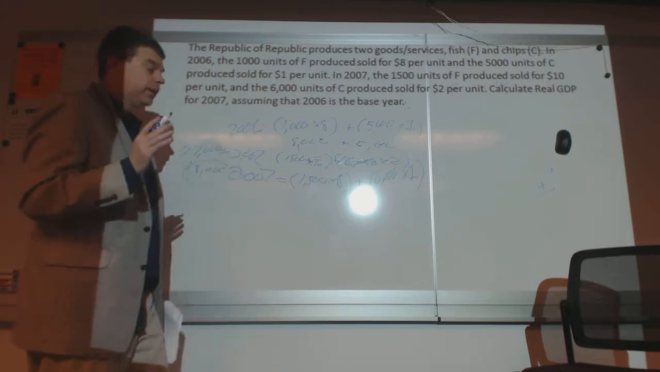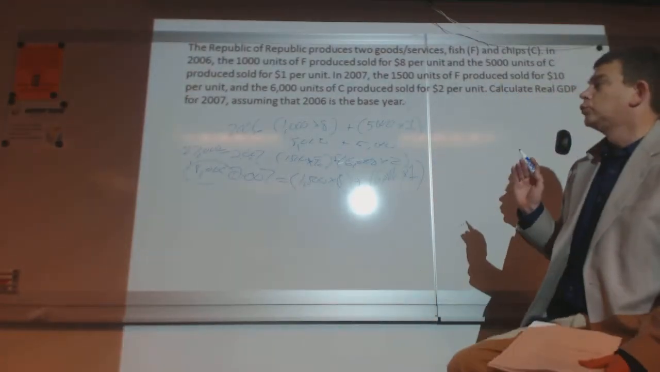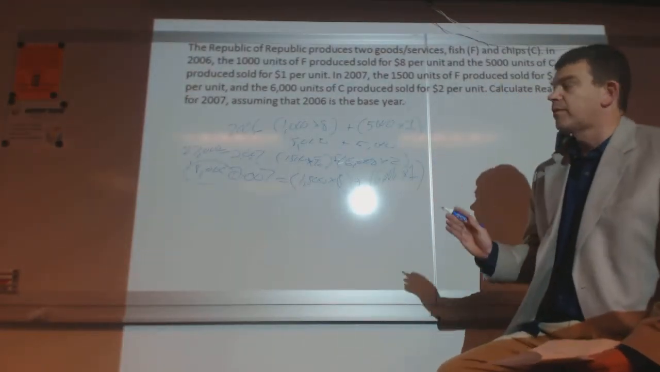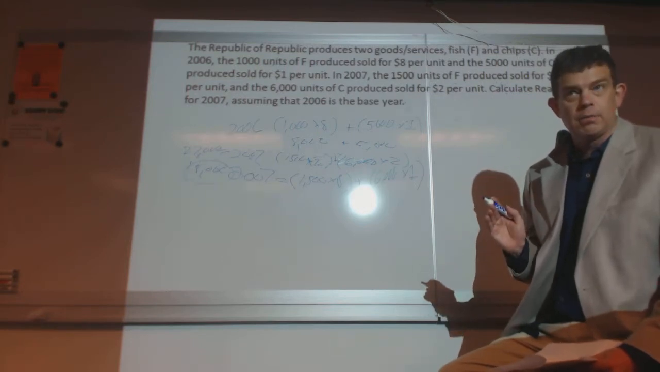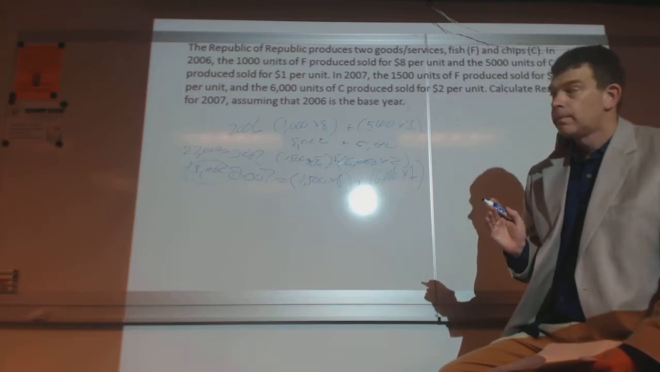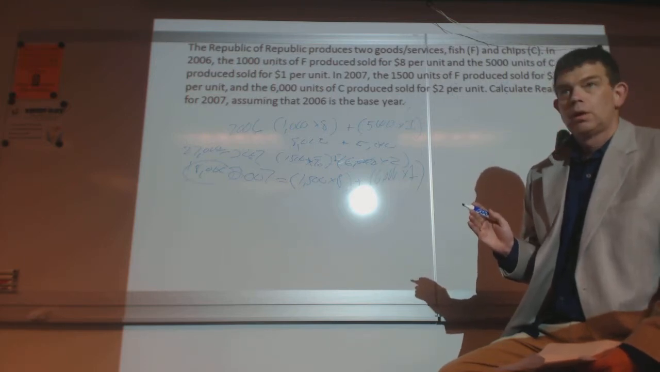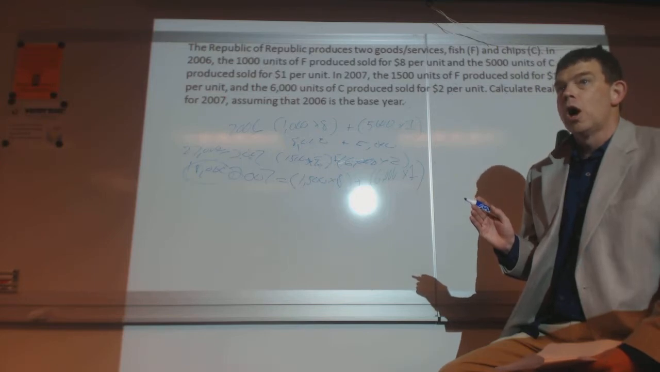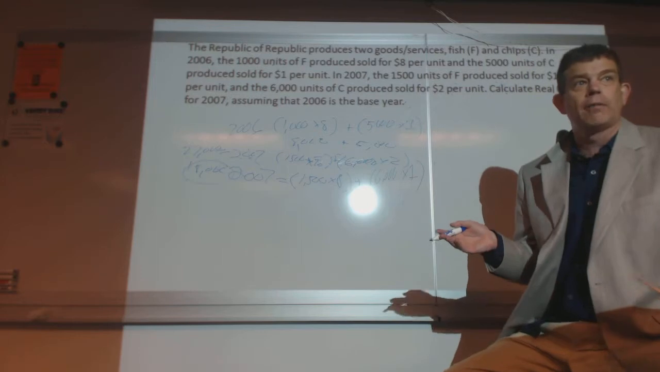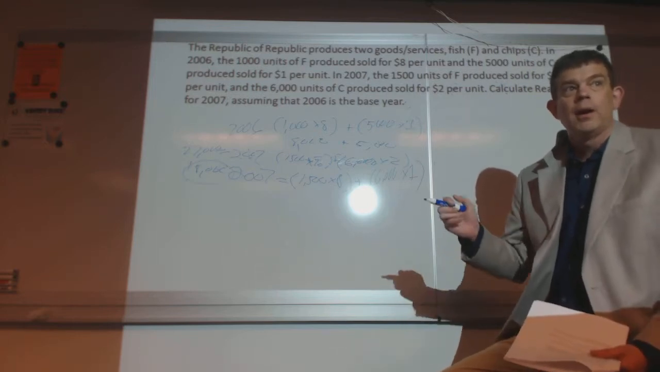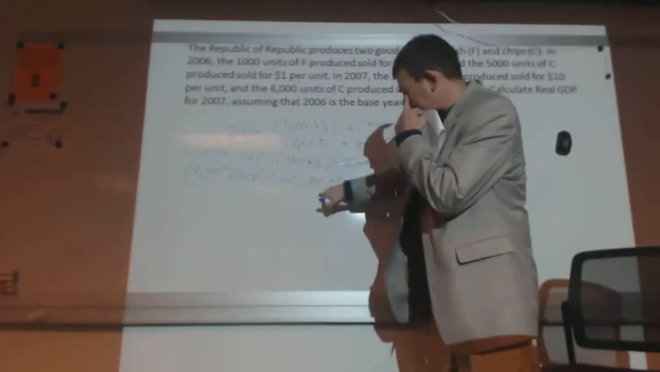Real GDP in 2006 was $13,000. Real GDP in 2007 was $18,000. Nominal GDP was what in 2007? Nominal was 27,000. Nominal, you just multiply everything out. Okay? But what the difference is, we sold more, that's good.